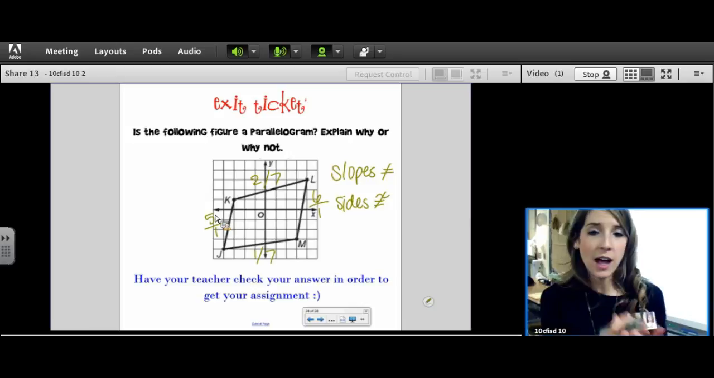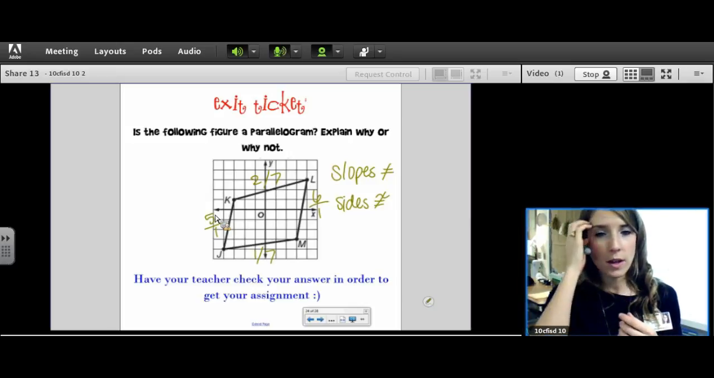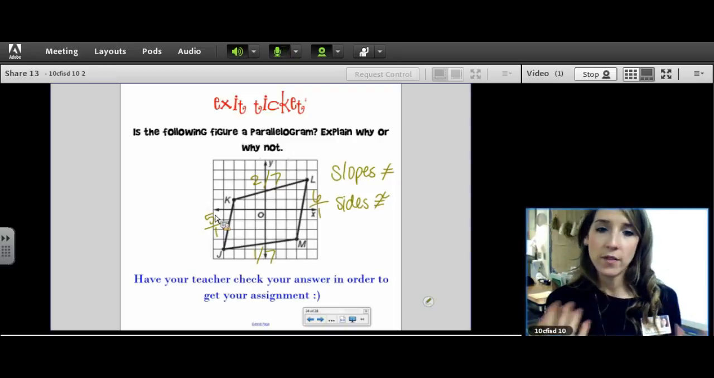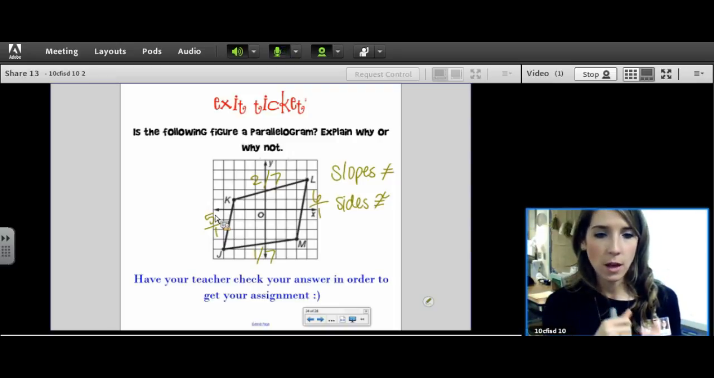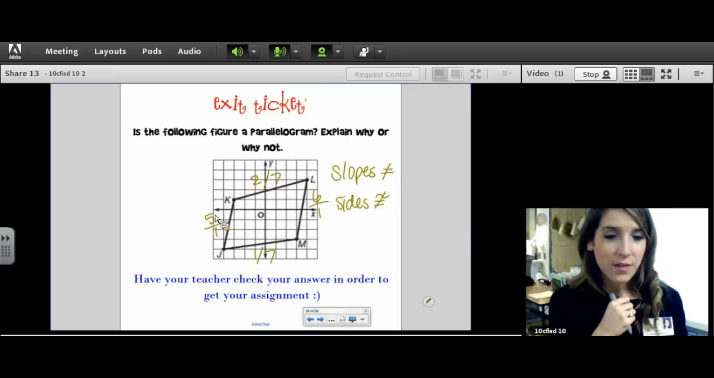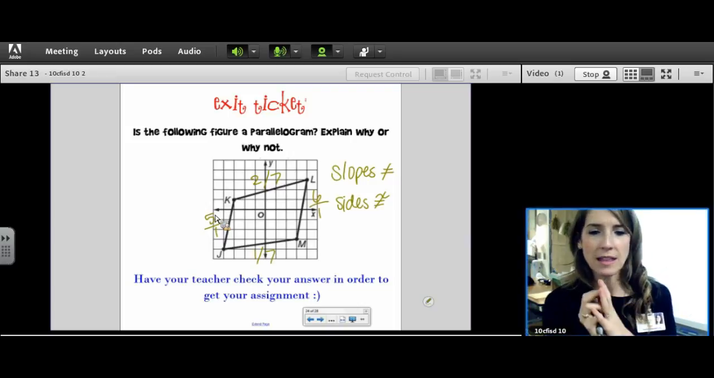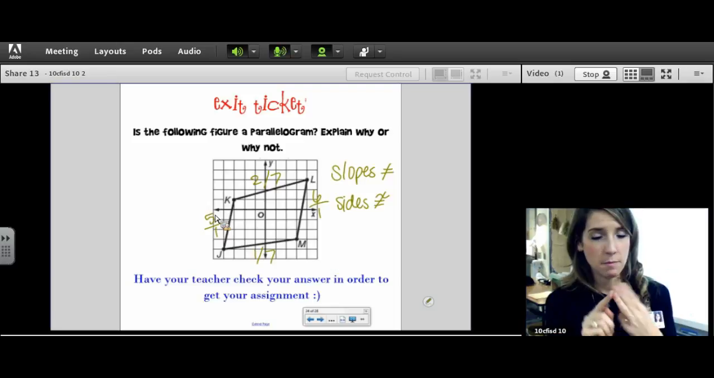So you do have a lot of options when you want to show your work, when you want to justify whether a figure is a parallelogram or not. Okay? You could divide it into triangles and find the angle measures. Maybe not on the coordinate plane. That's not the best place to find angles, but it is a good place to find slope and distance and midpoint, that kind of thing.